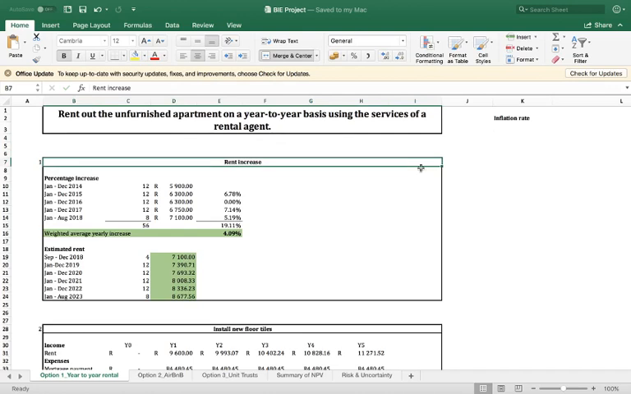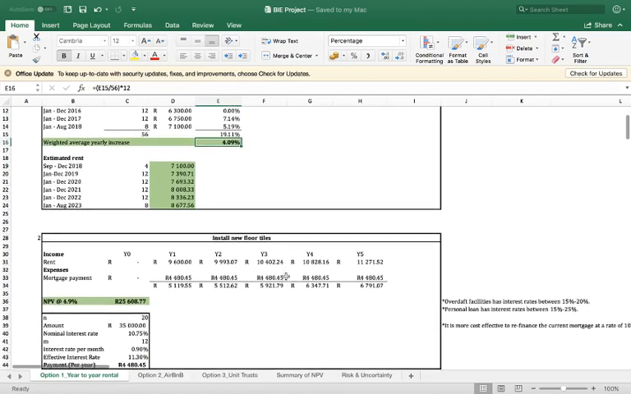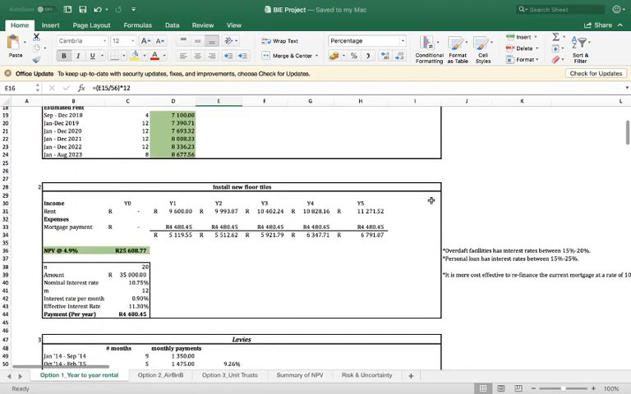The total increase over 56 months is found to be 19.11%. This value is then used to calculate the weighted yearly increase rate, and using this rate, the estimated rent income can be determined for the 5-year period. Note that the floor tiles was chosen not to be installed and the income due to the installation is omitted. The reason for this decision is illustrated in the next table.